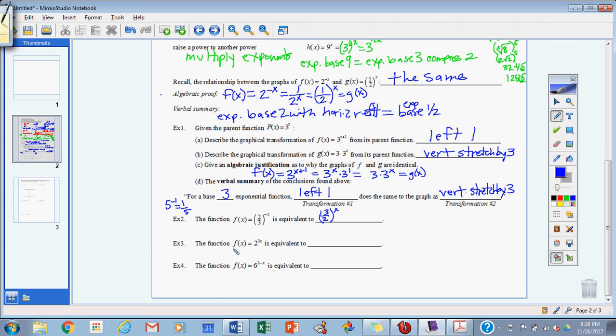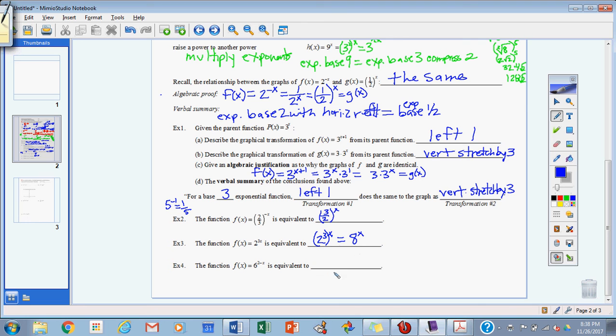What about this one? The function here is equivalent to, we can think of that as 2/3 to the 3rd power to the x. That's really 2 to the 3x. So that's equivalent to 8 to the x power. So basically, a base 2 exponential function with a horizontal compression is equivalent to a base 8 exponential function with no transformations.